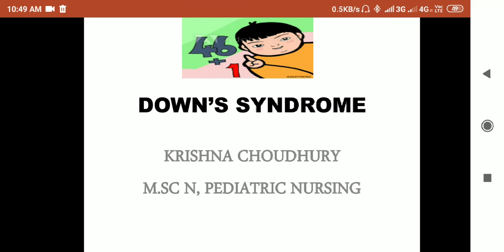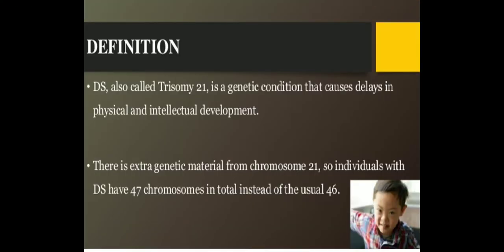Hello students. Today we will discuss one of the congenital or genetic abnormalities in the child, which is known as Down syndrome, and it is also known as trisomy 21. So let's see what it is. Down syndrome, also called trisomy 21, is a genetic condition that causes delay in physical and intellectual development. So basically it is a genetic condition.